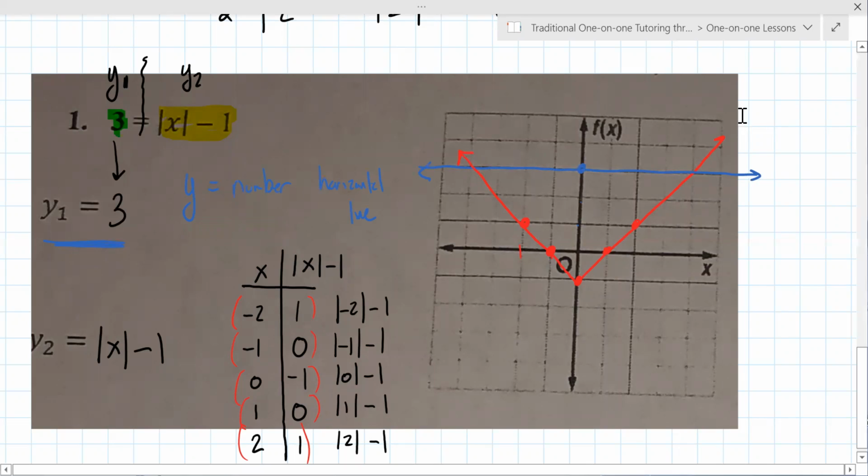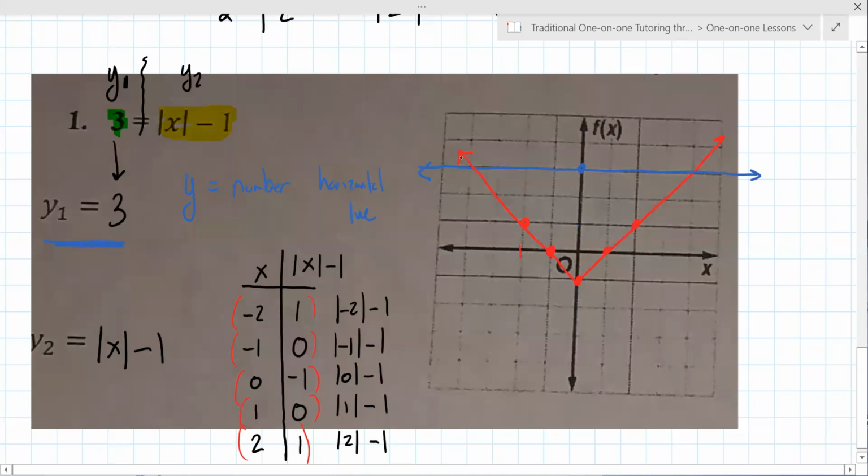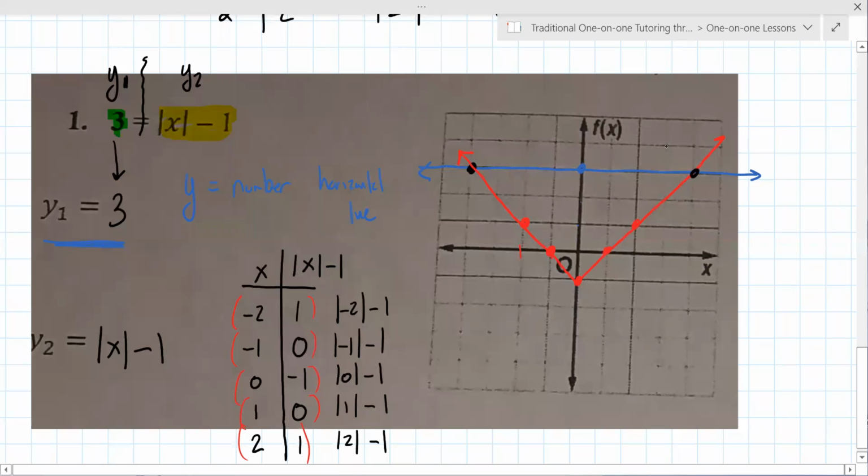Does the V intersect the line? Does the red intersect the blue? It does there and it does there. We need those ordered pairs. Can you tell me either of those ordered pairs, please? 3 and 3. Or, no, sorry, 3 and 4. That's not right, that's way up here. We want this one. -4 and 3. Sorry, or 4 and 3. Order matters.